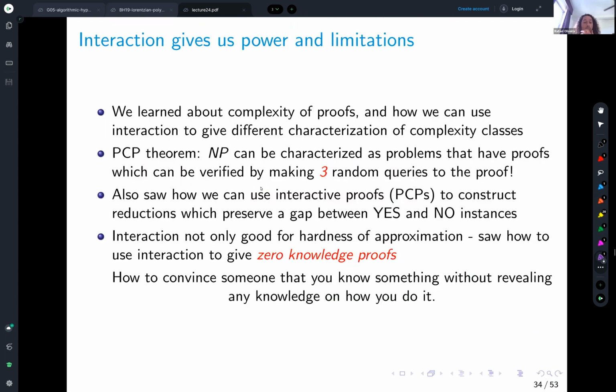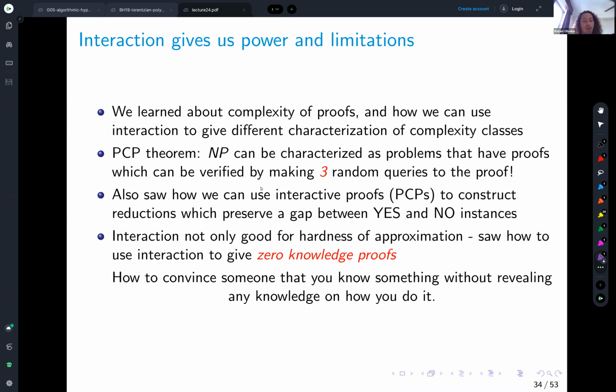And apart from hardness of approximation, interaction is not only good for that, we also saw how to use interaction to give zero knowledge proofs, which have huge applications in today's world on the internet, right? The main idea of zero knowledge proofs is that you want to convince someone that you know something or that you're telling the truth without revealing any knowledge on how you do it, without revealing anything about the secret, so that you can always keep the secret safely, right?